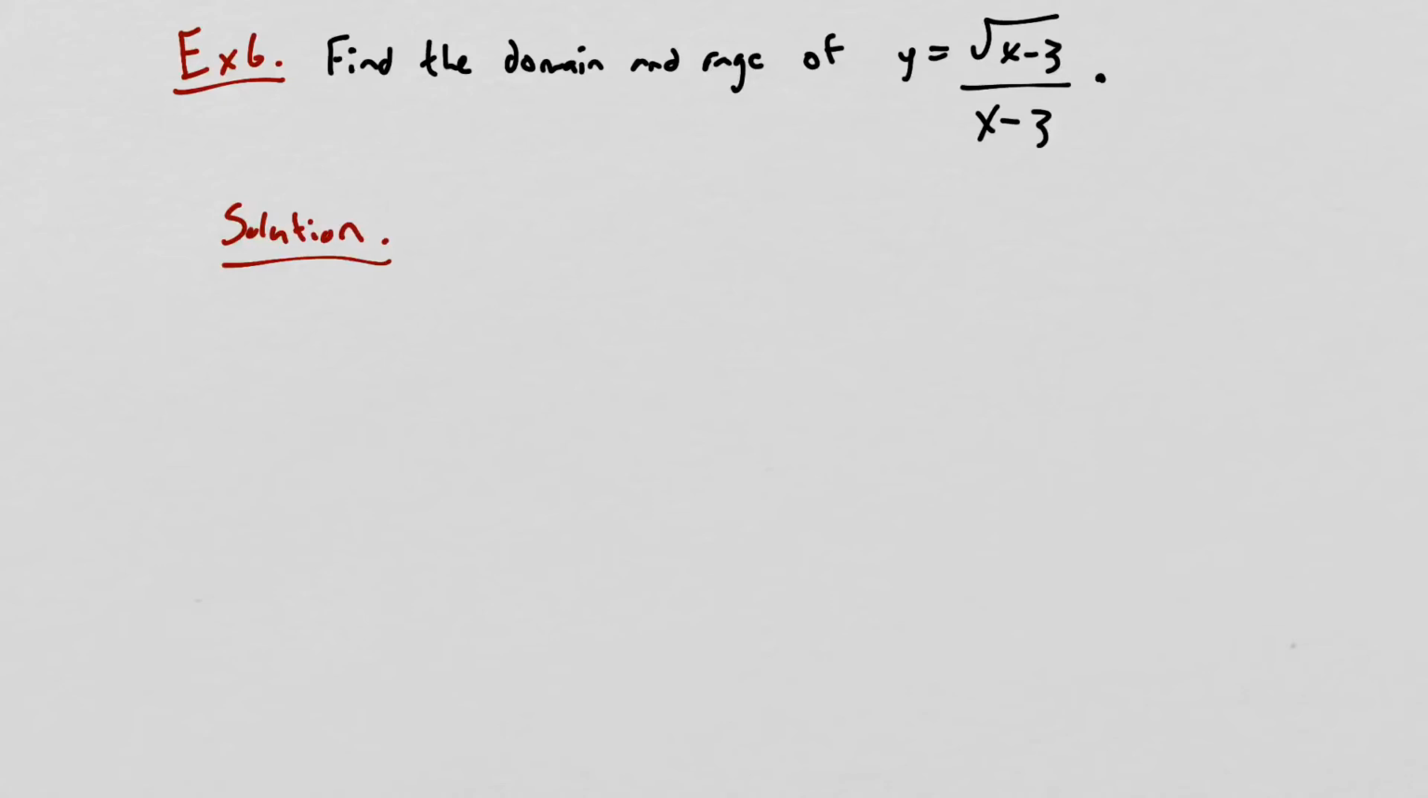This function is going to have 2 restrictions to its domain. First, the denominator can't be equal to 0. And second, in the numerator, all the numbers inside the square root have to be greater than or equal to 0. So let's write this down. When x minus 3 is equal to 0, our function's undefined, so x minus 3 can't be equal to 0. And what this tells us is that our function is going to be undefined at x equal to 3.